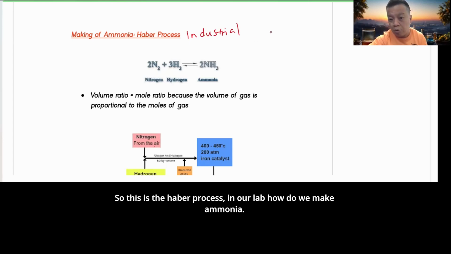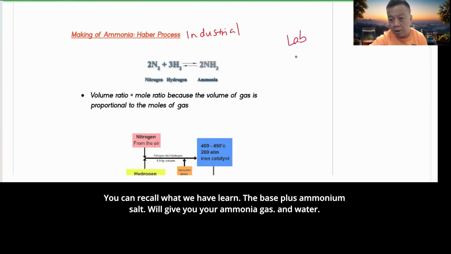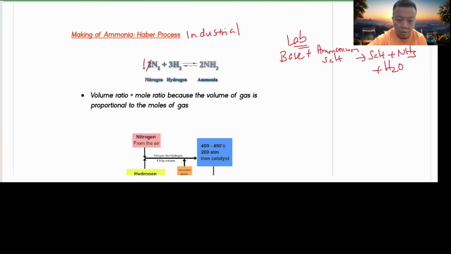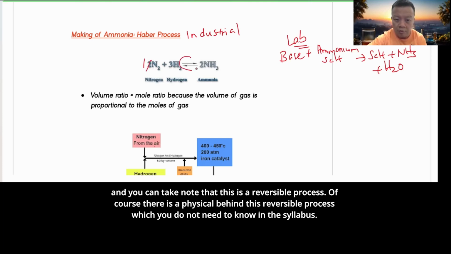In our lab, how do we make ammonia? We can recall what we learned: a base plus an ammonium salt will give you ammonia gas and water. So this is for our lab. This is the reaction that produces ammonia gas. You can see that this arrow here should only be one mole, not two. And take note that this is a reversible process.